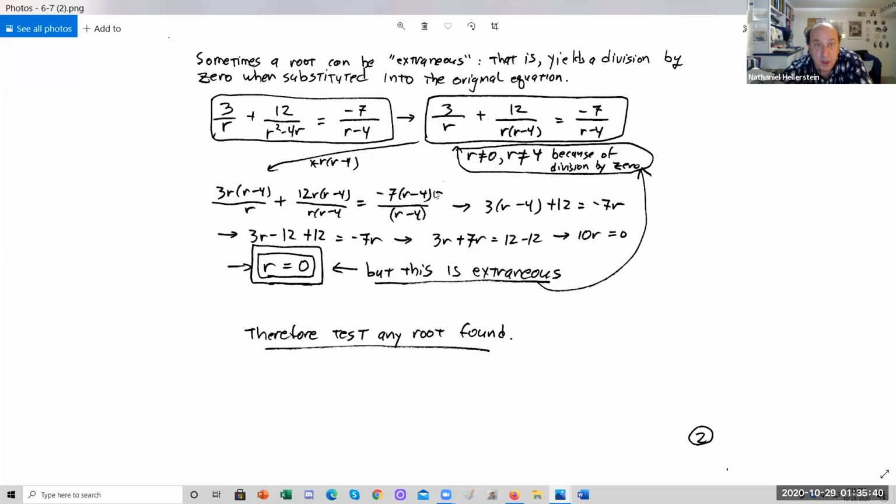So the difficulty is that this process of multiplying by r times (r minus 4) created a root which didn't exist before. Therefore, when we solve one of these rational equations, we really are obliged to test any root found to see that it's not ruled out from the beginning as a division by 0. We'll run into the same thing when we get to radical equations. So we'll have to substitute back in to test if we're getting extraneous or spurious roots.